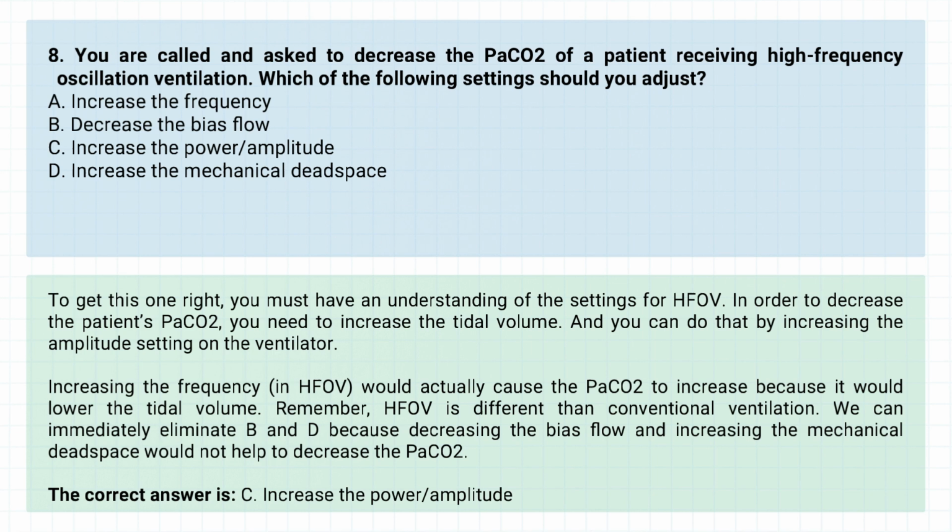Remember, high-frequency oscillation ventilation is different than conventional ventilation. We can immediately eliminate B and D because decreasing the bias flow and increasing the mechanical dead space would not help to decrease the PaCO₂. So we know that the correct answer has to be C. Increase the power or amplitude.